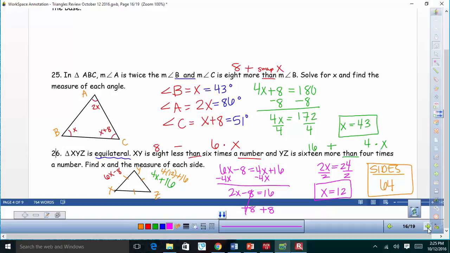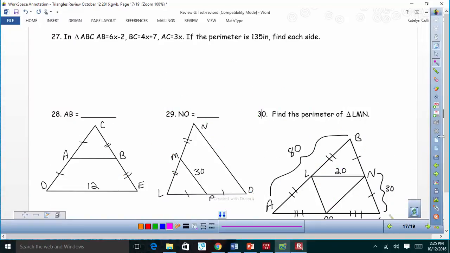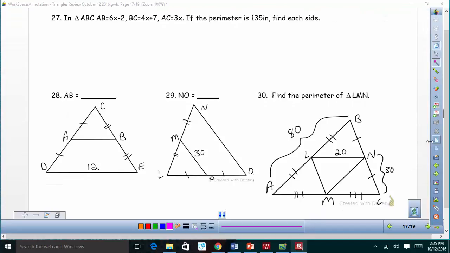And next we're going to look at 30. Okay, so for 30, they asked me to find the perimeter of LMN. So LMN is this triangle right here in the center. Now, how do I find the perimeter of something? Okay, we have to add all the sides. Now, how many sides are we given? We have 3, but are we given all 3 measures? No, we're only given 1. So I actually need to find MN, and I also need to find LM.